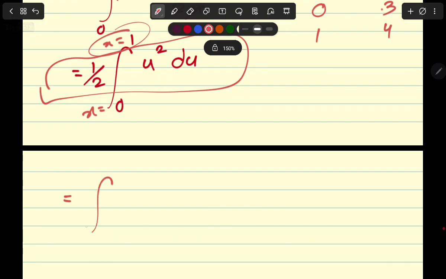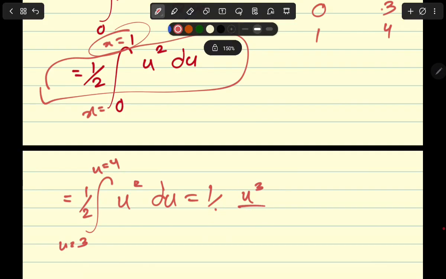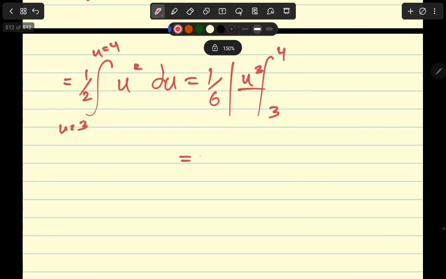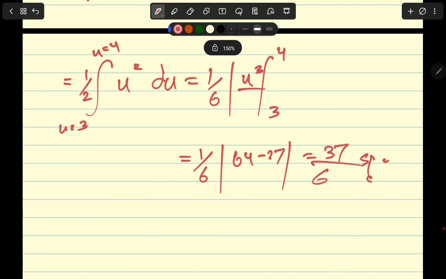So I can rewrite it as half outside, from u is equal to 3 to u is equal to 4, of u squared du, and I can now do it directly, and you will see that the answer is going to be the same. So this is going to be equal to u cubed upon 3, and I can bring the 3 out, and the limits are from 3 to 4. Again, this is going to be equal to 64 minus 27, which is 37 over 6 square units, and that's the answer.